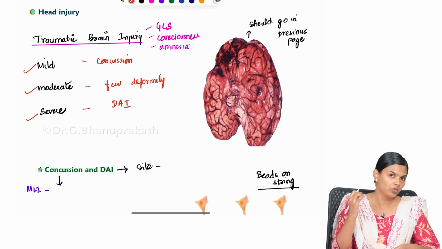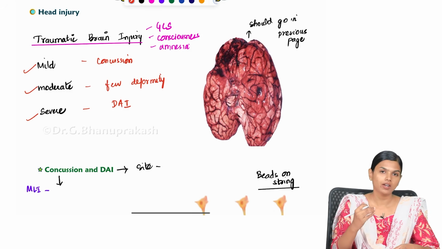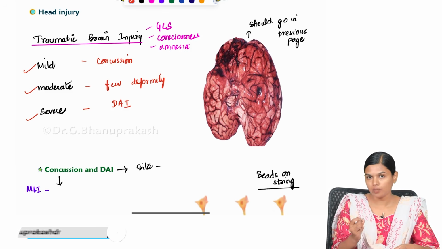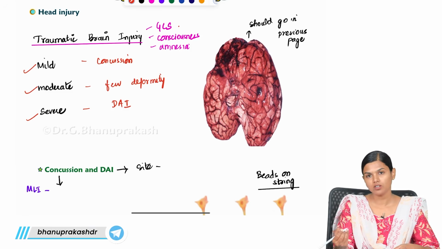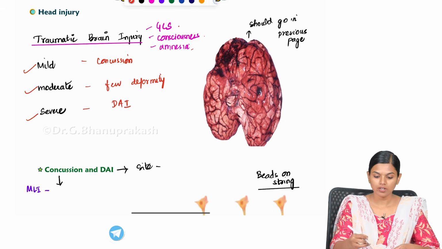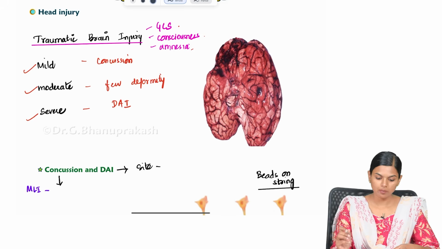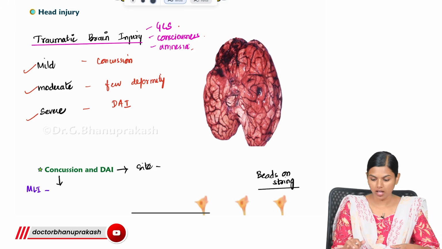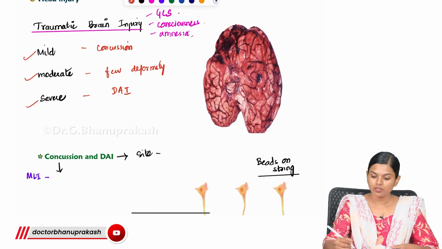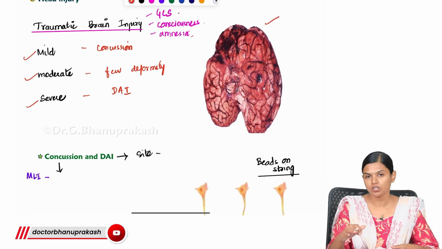Starting from concussion to diffuse axonal injury, you can get anything. And it is graded based upon the Glasgow Coma Scale score, whether consciousness is lost or not, and whether amnesia is present or not. Depending upon all these, it will be graded. So this is the traumatic brain injury, and grossly, this is how the brain structure will be seen.